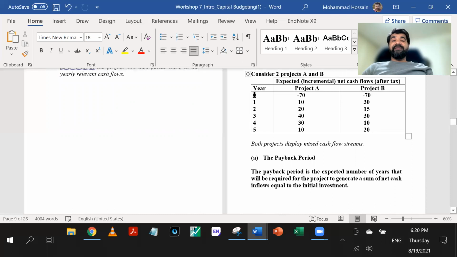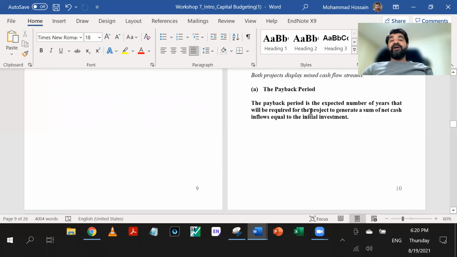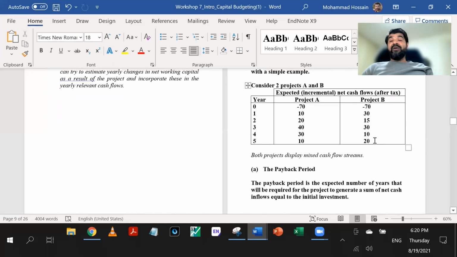Year 0, initial investment, minus 70, and these are the cash flows coming in. The payback period is the expected number of years that will be required for the project to generate a sum of net cash inflows equal to the initial investment. So you have to tell us how long it will take to get back our 70,000 of initial investment. 20 and 30, 10 and 20, 30 plus 47. So in 3 years' time for Project A, we can get our money back.